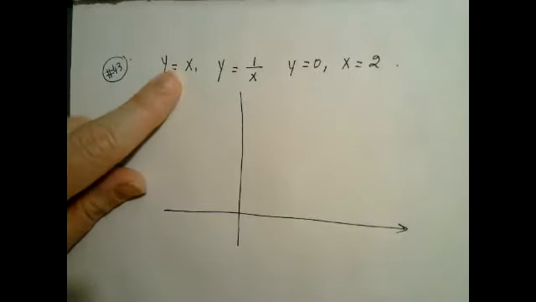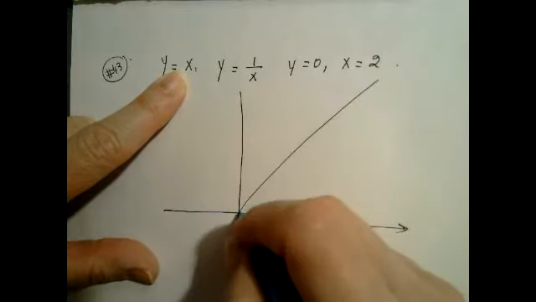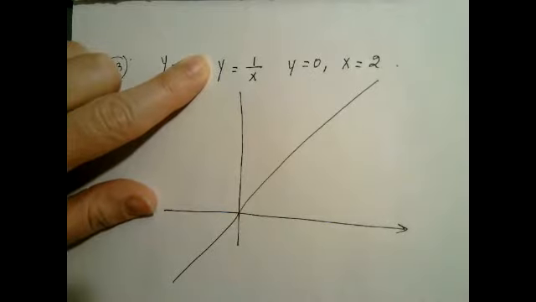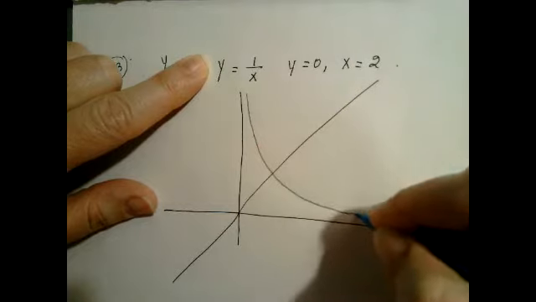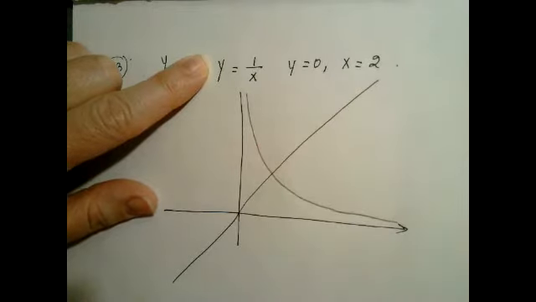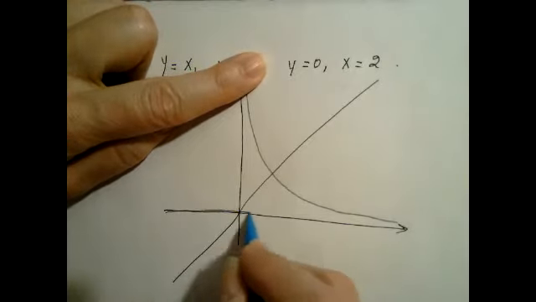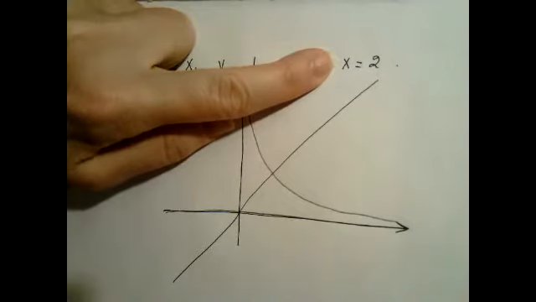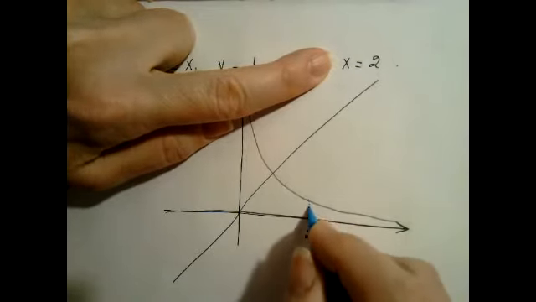The region is bounded by y equal to x. Y equal to x is this line. Y equal to 1 over x is this curve right here. Y equal to 0 is the x-axis. X equal to 2. This is 2. X equal to 2.